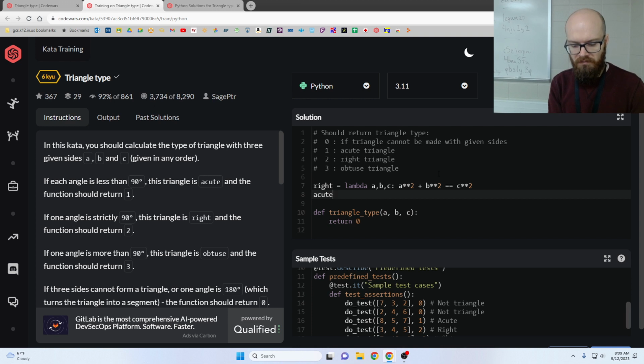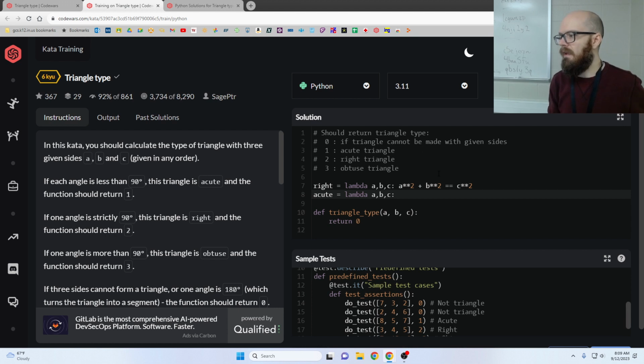So how about the acute? Well, now we have a reminder that these A, B, and C are given to us in any order. So we're going to have to find the big boy and put it in the C spot before it gets to these functions. When I say right, A squared plus B squared equals C squared, that only makes sense if C is the big one, the hypotenuse. So I'm going to have to tell myself, before we send it to these functions, we got to sort them, or at least put the biggest one last.